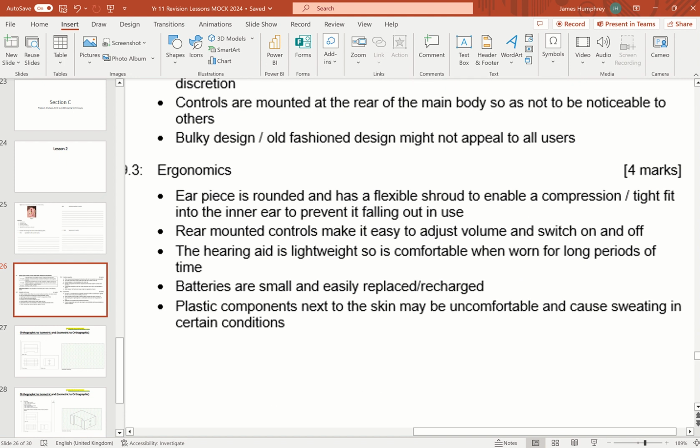Okay, ergonomics. Earpiece is rounded and has a flexible shroud to enable a compression tight fit into the inner ear to prevent it falling out in use. Rear mounted controls make it easy to adjust volume and switch on and off. The hearing aid is lightweight, so it's comfortable when worn for long periods of time. Batteries are small and easily replaced or recharged. Plastic components next to the skin may be uncomfortable, cause sweating in certain conditions. And we can see there's a certain amount of overlap there, but just make sure you're not making the same point in two sections, because you won't be awarded the marks.